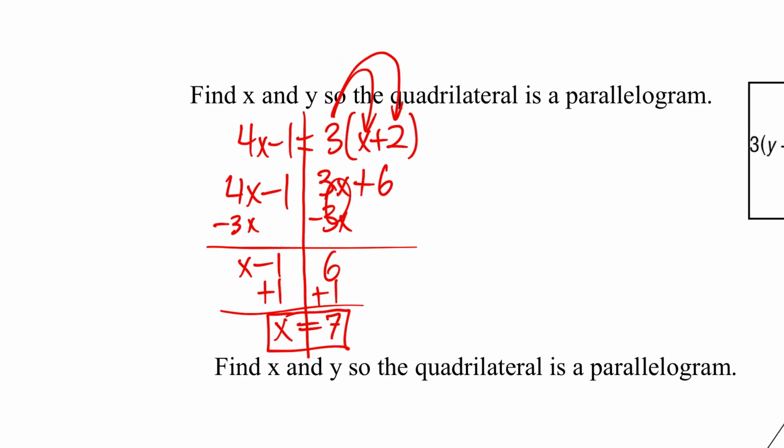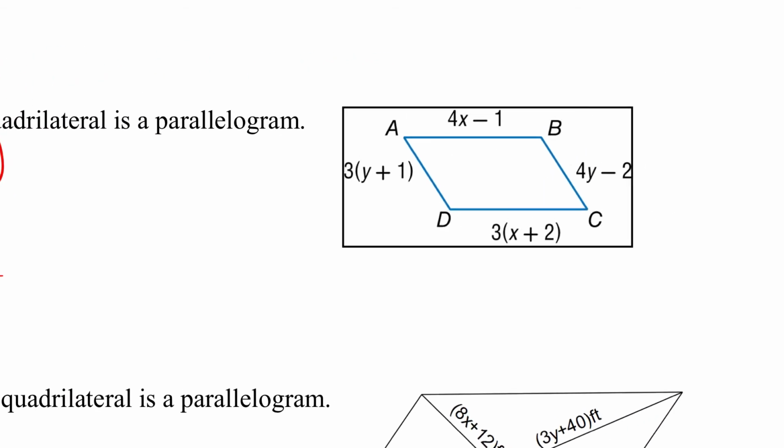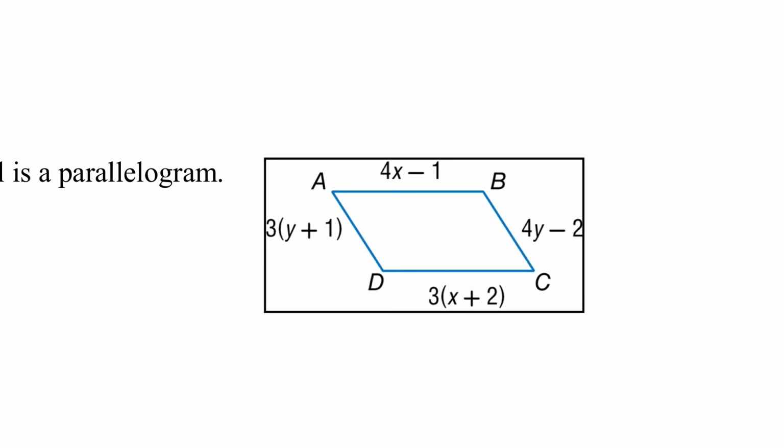Now what I want to do is take that 7 and plug it back in up here and see if that does make those two sides equal. So if I plug in the 7 right here, what's 4 times 7? 28. And 28 minus 1 is 27. If I plug in this 7 here, what's 7 plus 2? 9, and what's 3 times 9? 27. So that makes this side congruent to this side.